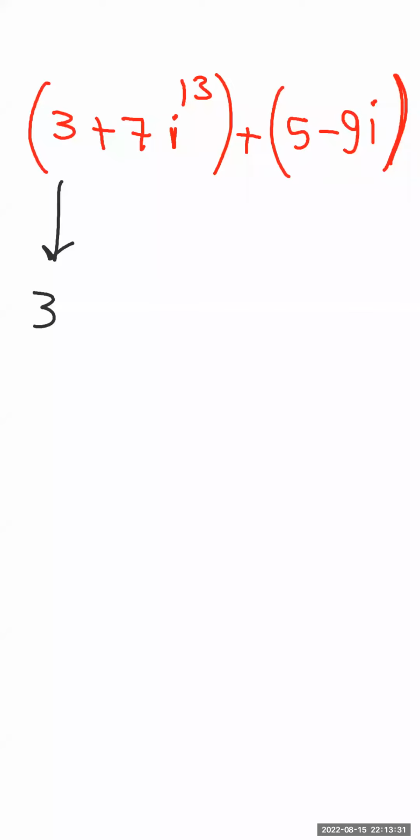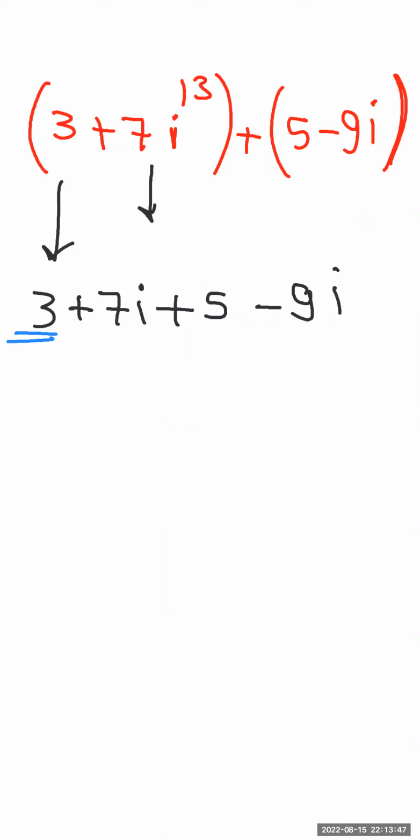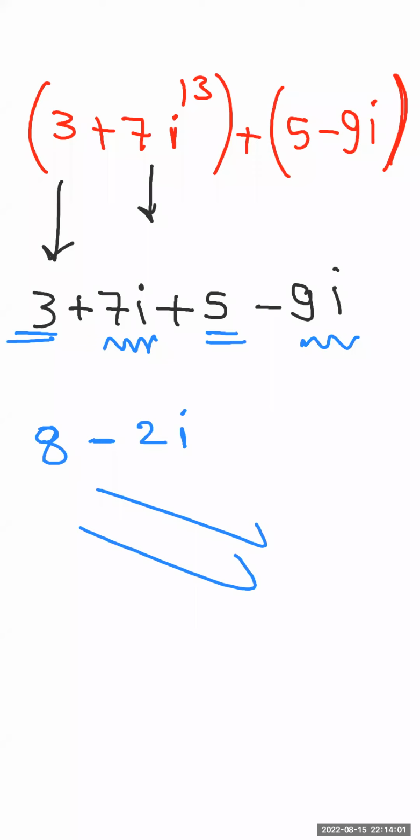So if the remainder equals 1, this means I to the power 13 equals I. So this term is 7i plus 5 minus 9i. Now it becomes very easy: real part plus real part, 8. Complex part and complex part, 7 minus 9, so it's minus 2i. That's it. Is it clear, guys?